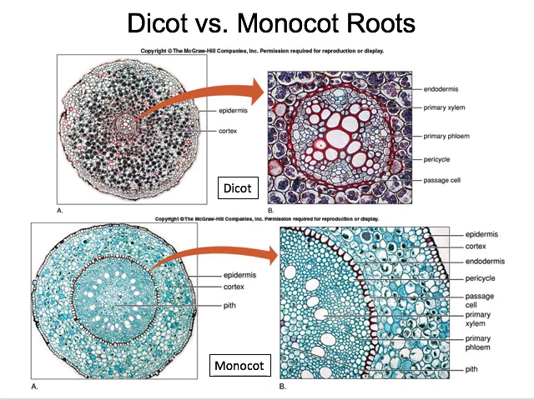These diagrams show us a comparison of dicot versus monocot roots. And the main thing to notice is that those monocot roots don't have that X of xylem in the center of the vascular cylinder. Instead, those monocot roots have a ring of that xylem found in the vascular cylinder.